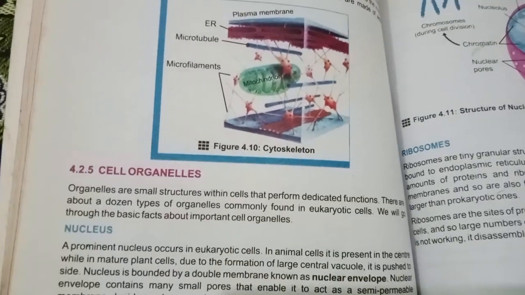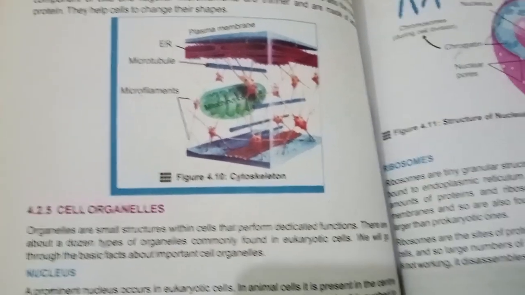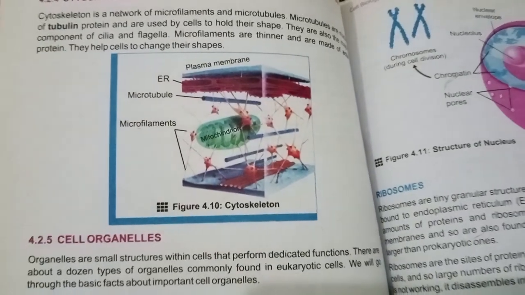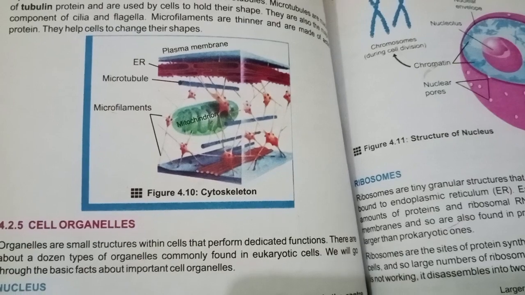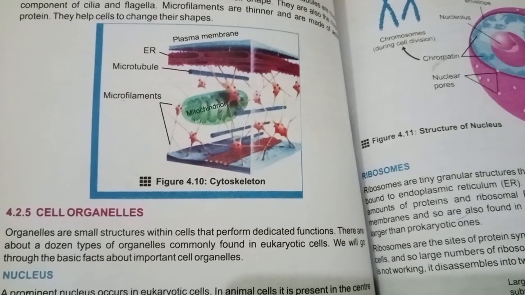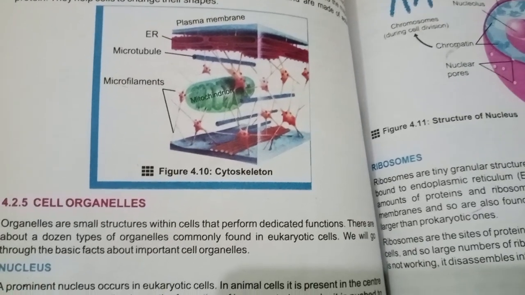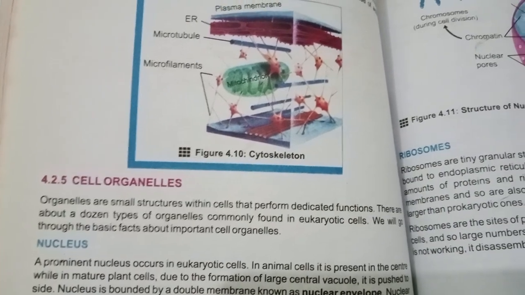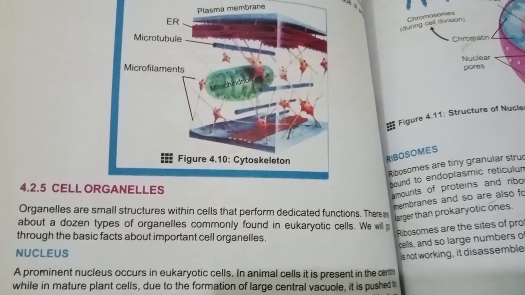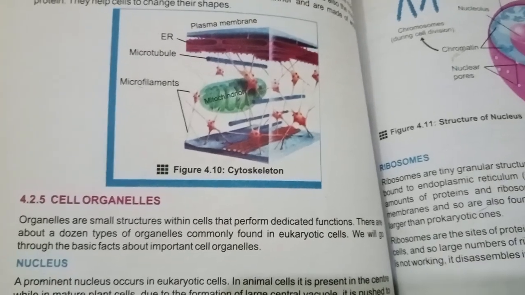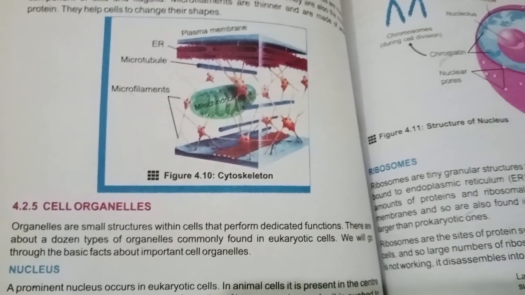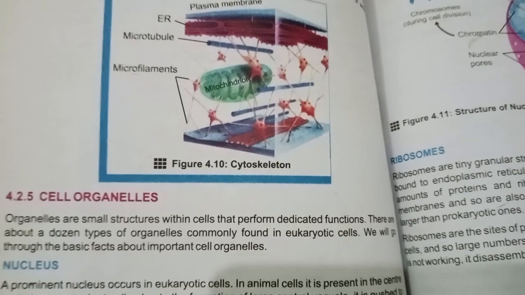And now, in this topic, the cell organelles, the cytoskeleton is also a cell organelle. Cell organelles are small structures within the cell that perform dedicated functions. There are about a dozen types of organelles commonly found in the eukaryotic cell. We will go through the basic facts about the important cell organelles.